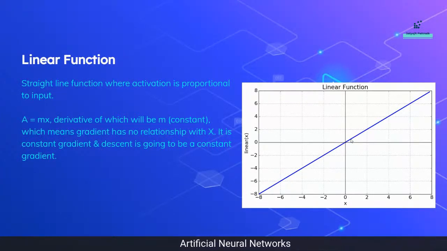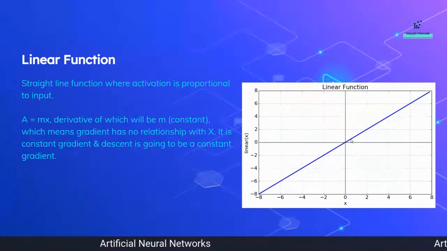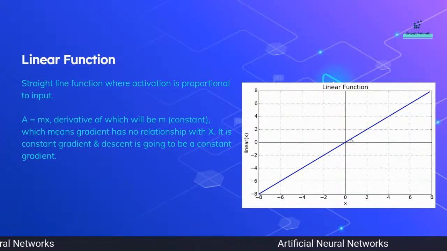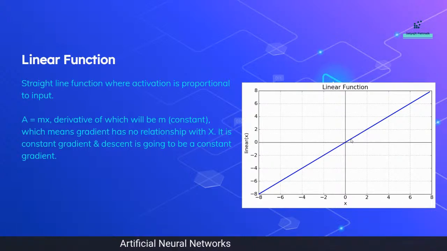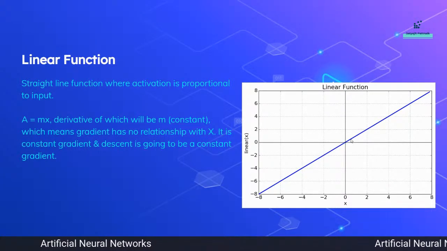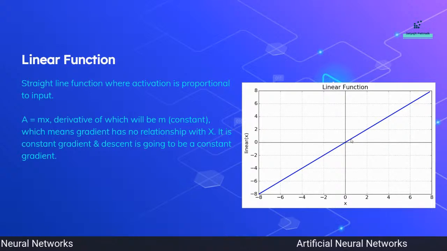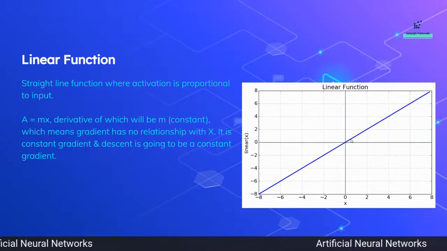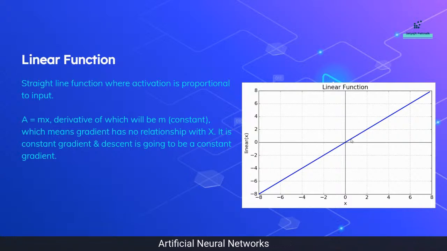So here the function is basically a straight line function where activation is proportional to input. Your input increases, your y value increases. Your input decreases, your y value decreases. Directly proportional to your input. Now y equals mx, the derivative of which is m, which is a constant value, which means the gradient has no relationship with x. It is a constant gradient and descent is going to be a constant descent.